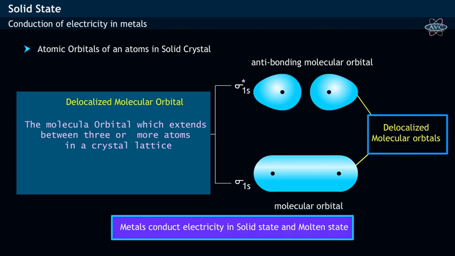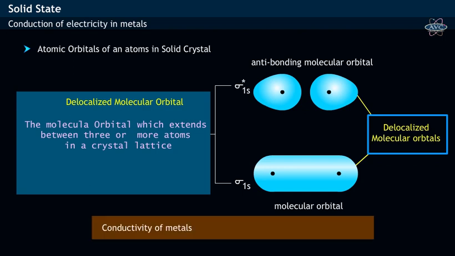Generally, metals conduct electricity in both solid state and molten state. The conductivity of electricity through metals is directly proportional to the number of valence electrons present in it.